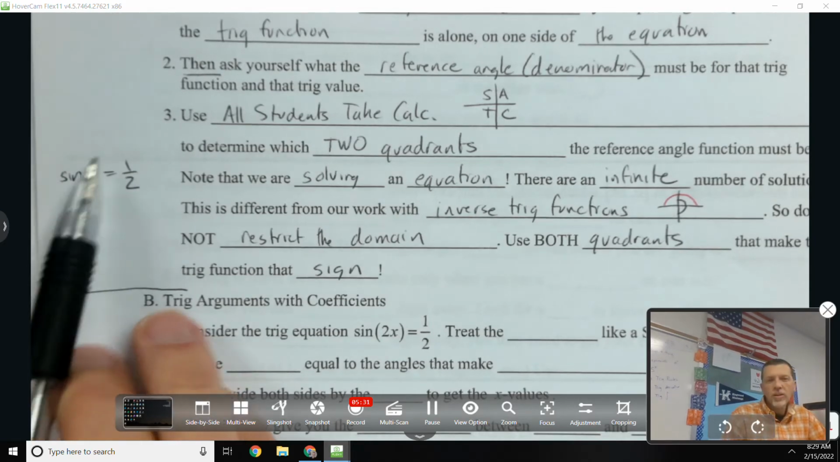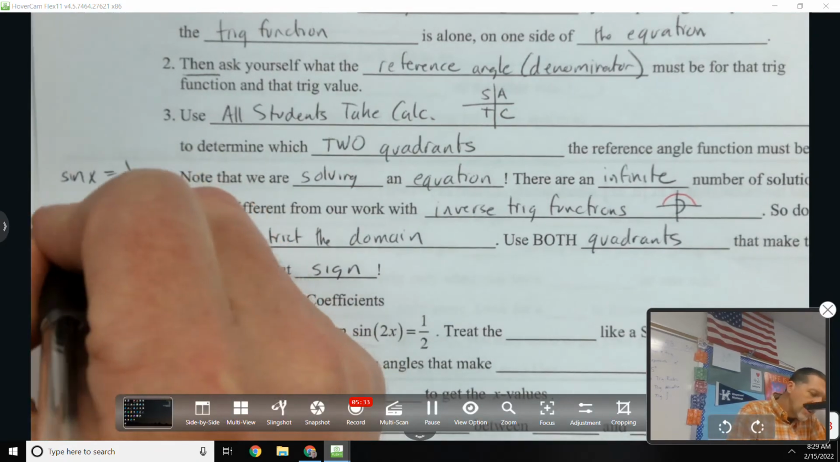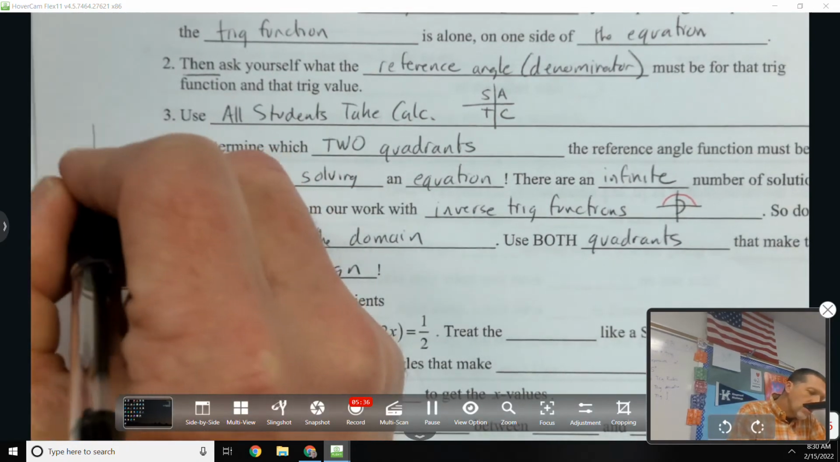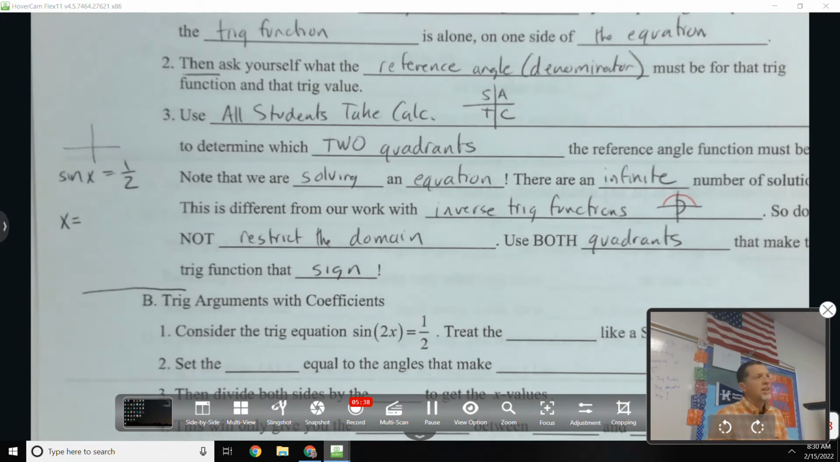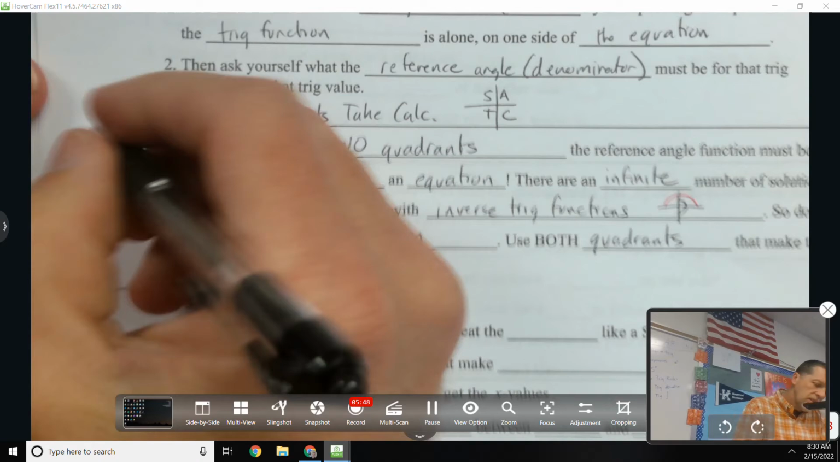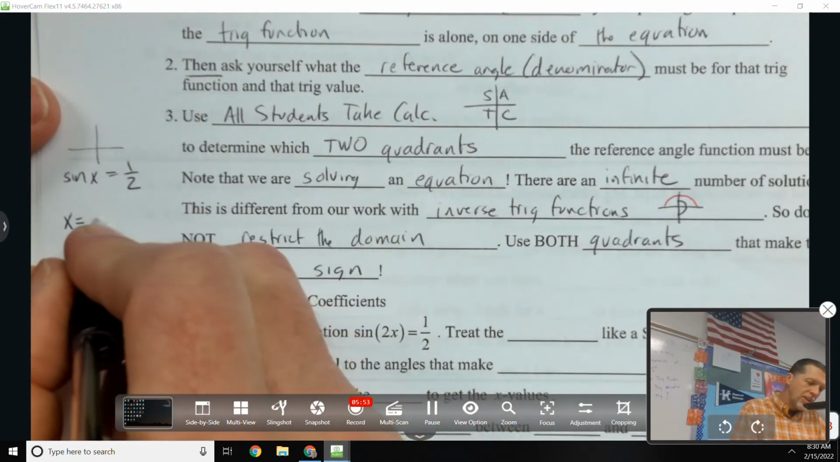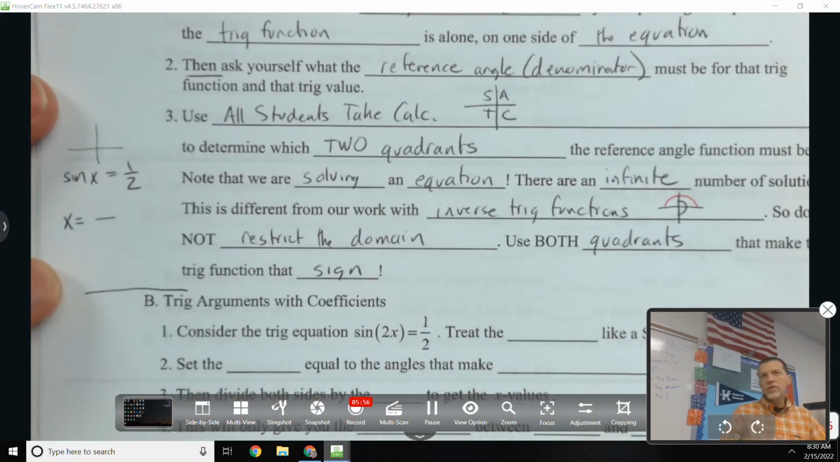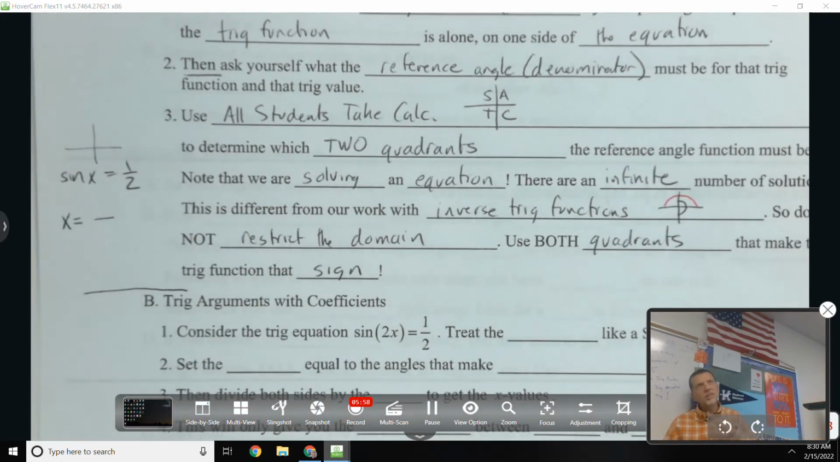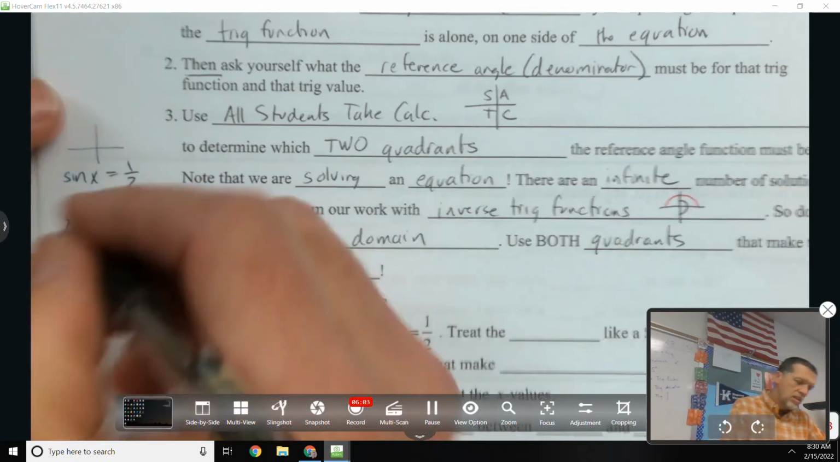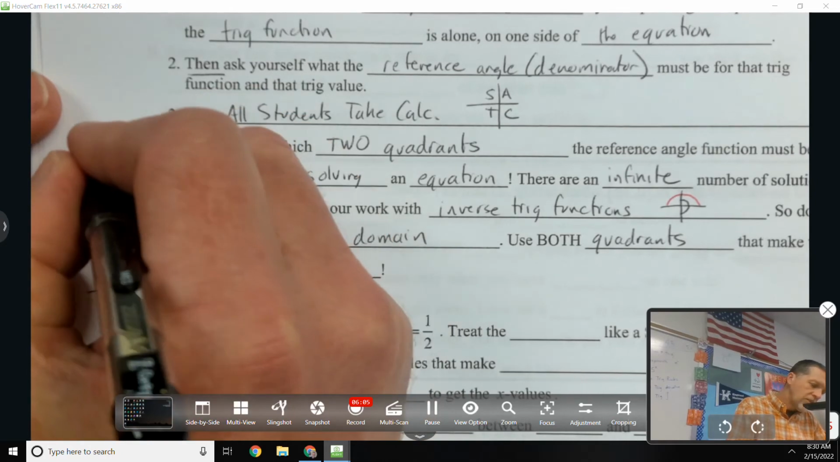Let's do that real quick with this little example right here. If sine of x equals 1/2, what quadrants have a positive sign? And again, you can do all students take calculus, or you could just think about it. Which quadrants have a positive sign? 1 and 2, the up quadrants. And where is the sine 1/2? Is that over 6, over 4, or over 3? Shallow, middle, or steep? The 6. So I know it's over 6 in the first and second.